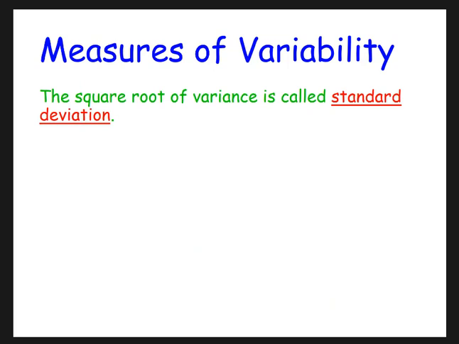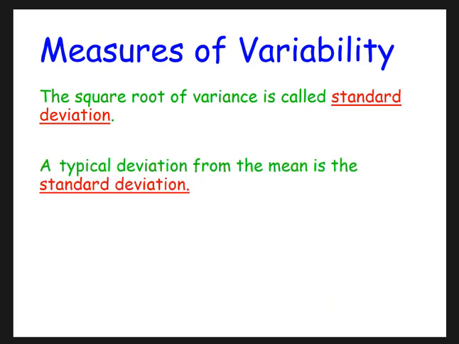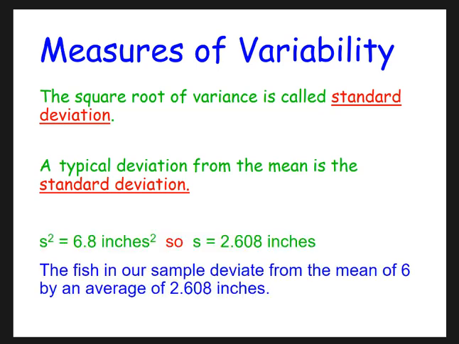Measures of variability. The square root of the variance is called the standard deviation. In that last set, s squared, the variance, was 6.5. We square root that, and we get the standard deviation. The typical deviation from the mean, or what's often called the average deviation from the mean, is the standard deviation. What it's measuring basically is, on average, how far is each value from the mean. So if s squared is 6.8, the square root of 6.8 is 2.608. So on average, our values are 2.608 inches from the mean.